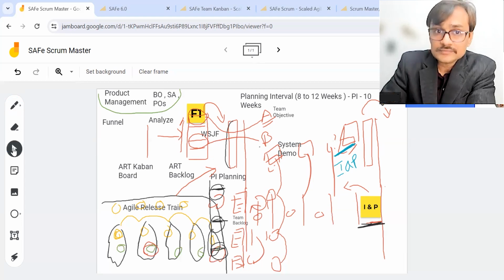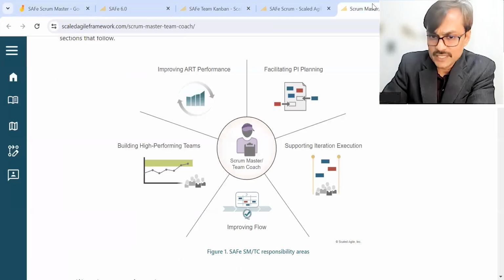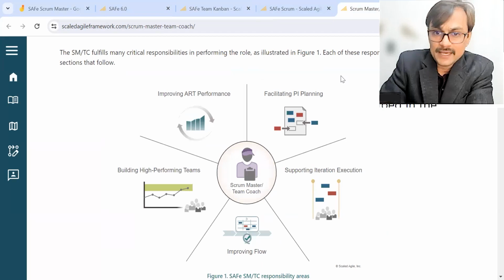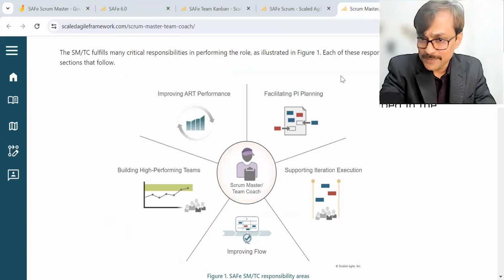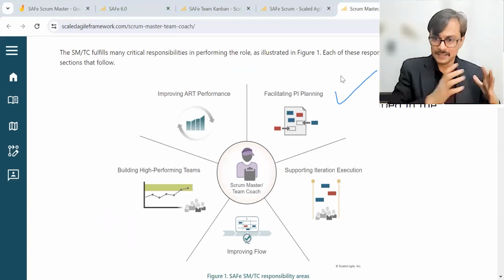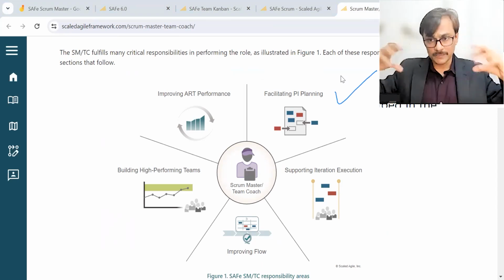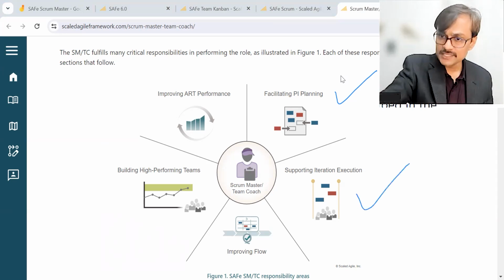Now we can map this back to the Scaled Agile way of presenting the role of a SAFe Scrum Master. This is how Scaled Agile promotes it, and they say these are the five core activities the Scrum Master is expected to do in the SAFe way of working. First, facilitate the PI planning meeting. Hopefully you get it: getting my teams ready for the PI planning meeting, and ensuring that during breakout sessions my team does the right justice to the amount of planning they are expected to do. So I do that.